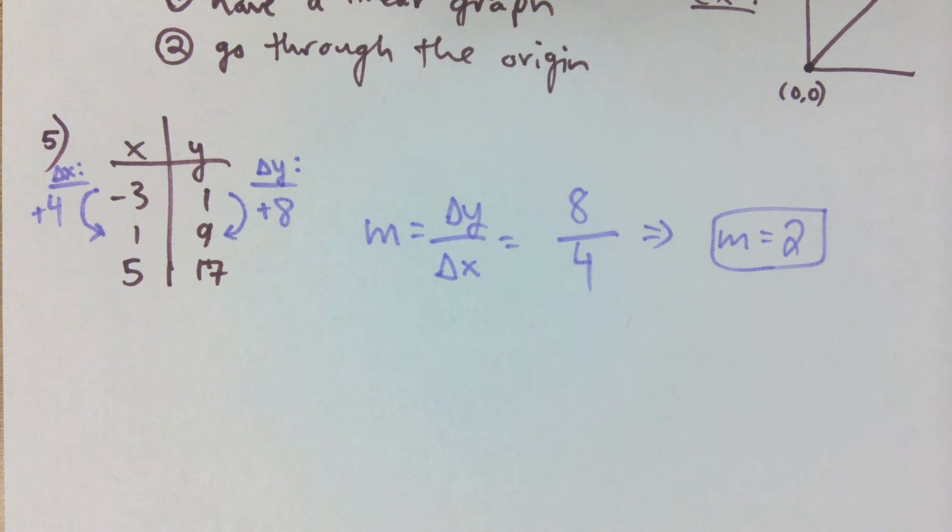Okay. Well, let's not do rise over run. Instead, let's use the slope formula. What are the coordinates of that leftmost point?